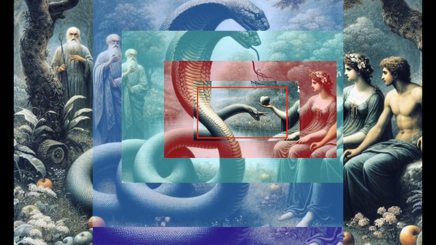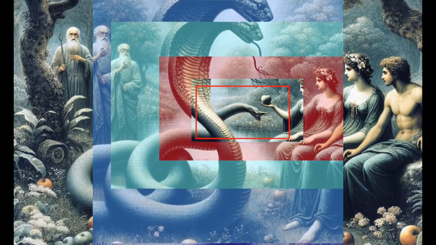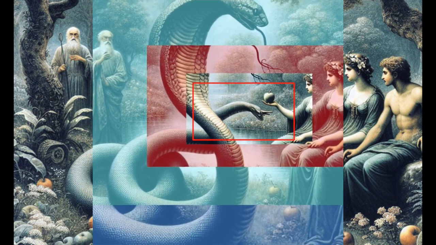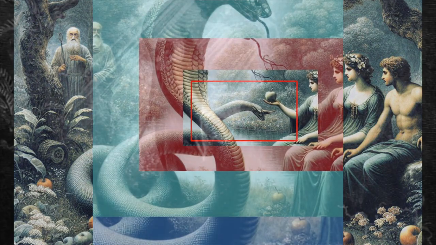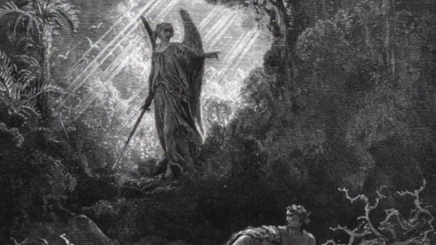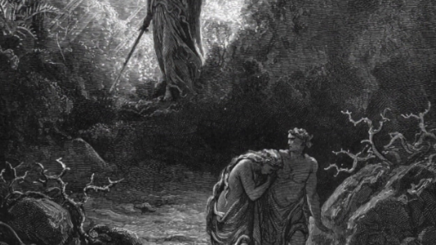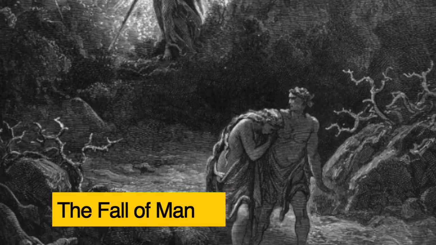A fallen angel, known as the devil, tempted Adam and Eve to disobey the Lord, and they agreed to do it. This resulted in them getting kicked out of their special place and losing their membership in the kingdom of heaven. This is known as the fall of man.